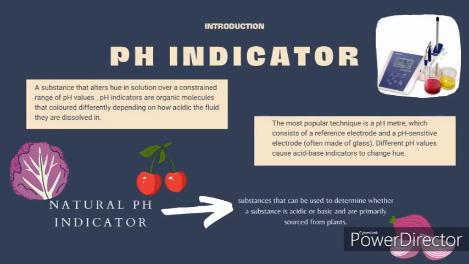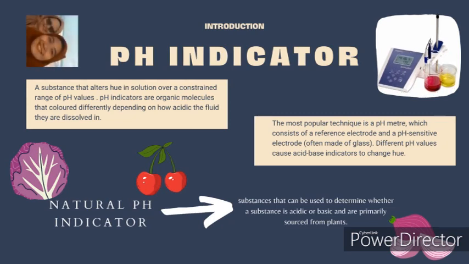A pH indicator is a substance that alters hue in solution over a constrained range of pH value. pH indicators are organic molecules that color differently depending on how acidic the fluid they are dissolved in. The most popular technique, as shown above, is a pH meter. It consists of a reference electrode and a pH sensitive electrode. The different pH values cause the acid-base indicator to change hue.